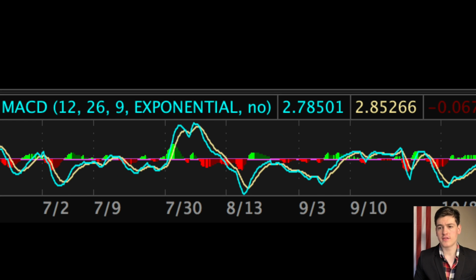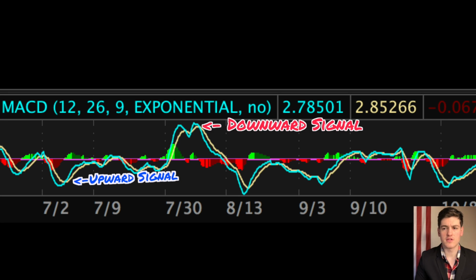So when the blue line crosses over the yellow, that's a bullish sign. Likewise, when the blue crosses below the yellow line, that's a sign of a downward trend. And if you haven't already gotten out of your position, it's time to consider getting out, because if you stay in any longer, you'd be better off begging outside 7-Eleven.